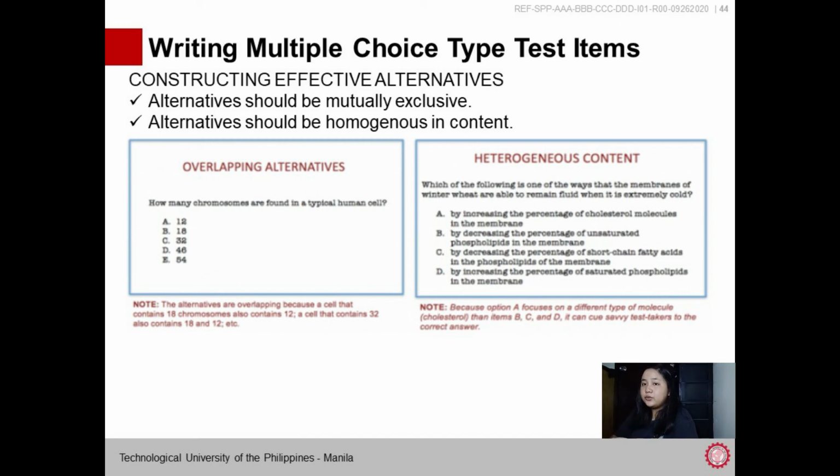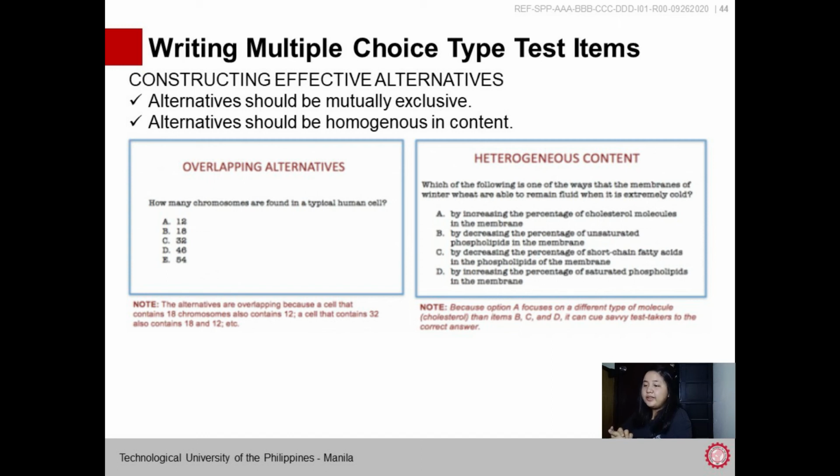Ang role ng distractors or ng alternatives should distract the test takers to the right answer, hindi i-confused yung test takers sa right answer, kung ano ba yung right answer. Okay, so magkaiba yung make the test takers confused and make the test takers be distracted. Okay, so alternatives should be homogeneous in content. So alternatives that are heterogeneous in content can provide cues to student about the correct answer.